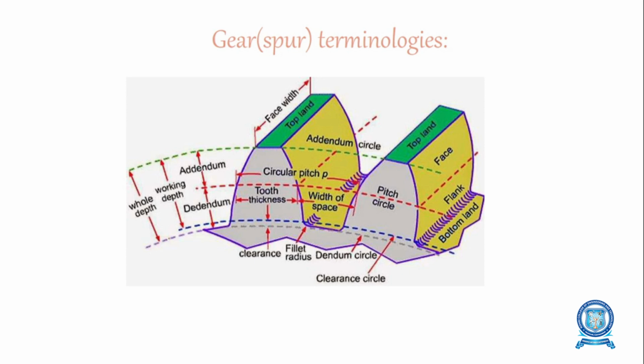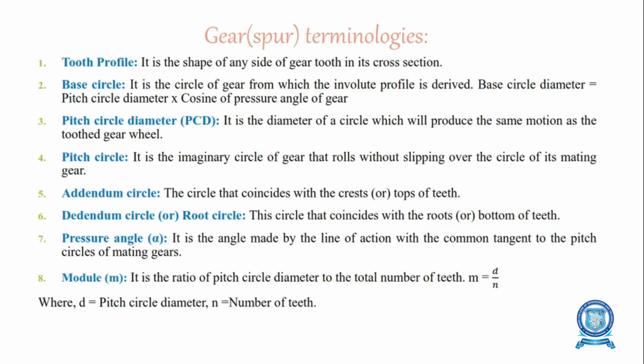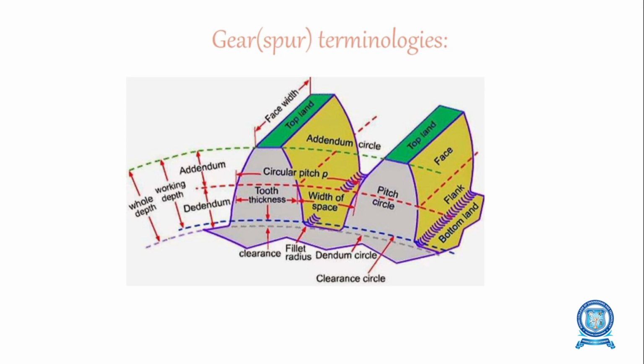The first one we are going to see is tooth profile. We should know about tooth profile. It is the shape of any side of a gear tooth in its cross section. So tooth profile is any side of the gear tooth in the cross section.